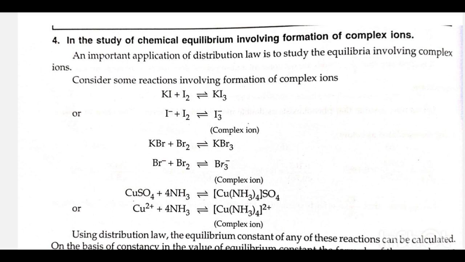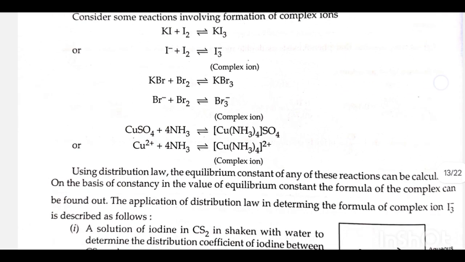KI + I2 gives KI3, that is, I⁻ + I2 gives I3⁻, a complex ion. KBr + Br2 gives KBr3, that is, Br⁻ + Br2 gives Br3⁻, a complex ion. CuSO4 + 4NH3 gives [Cu(NH3)4]SO4, that is, Cu²⁺ + 4NH3 gives [Cu(NH3)4]²⁺, a complex ion.